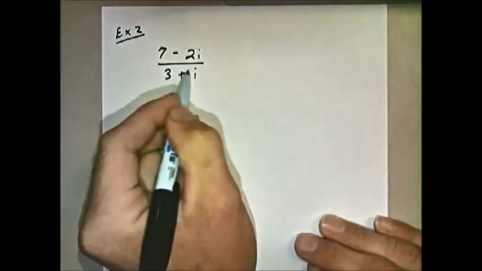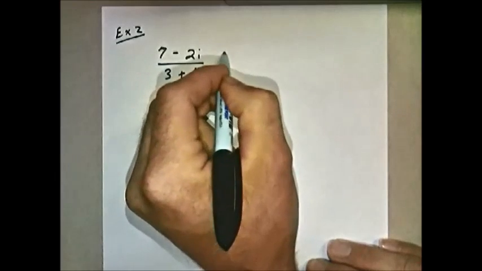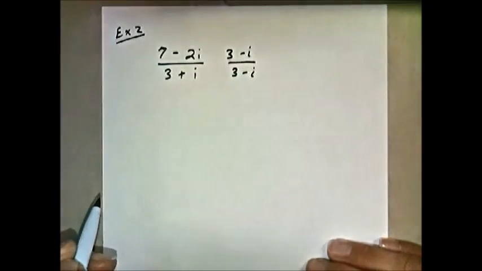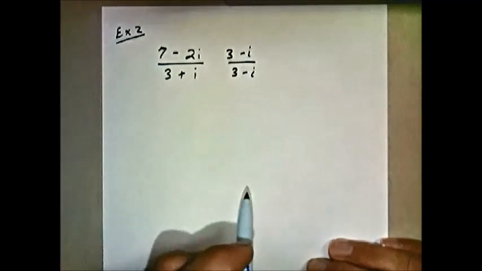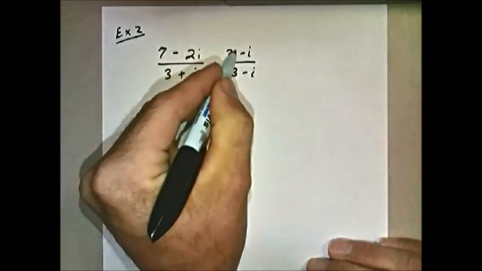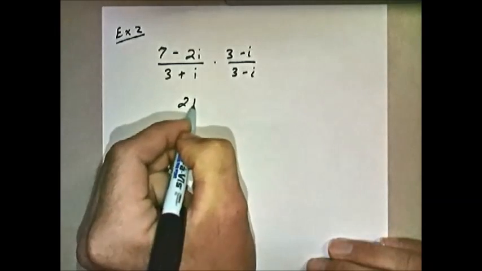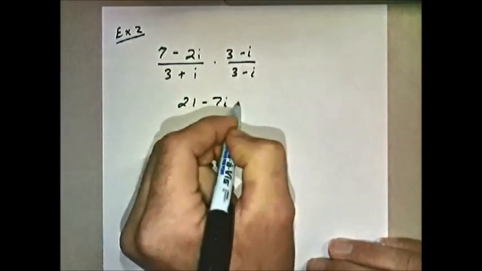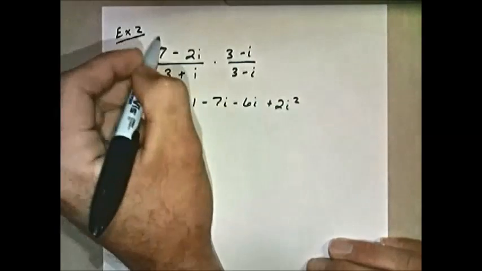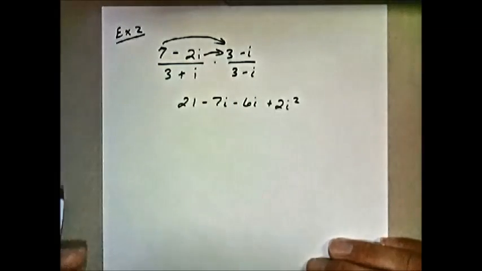Again, we're going to conjugate the denominator. The conjugate of 3 plus i is 3 minus i. And we're going to multiply by 3 minus i over 3 minus i. So we're going to distribute the 7 minus 2i to 3 minus i. We end up with 21 minus 7i minus 6i plus 2i squared. So we distribute the 7, and then we distribute the 2i.